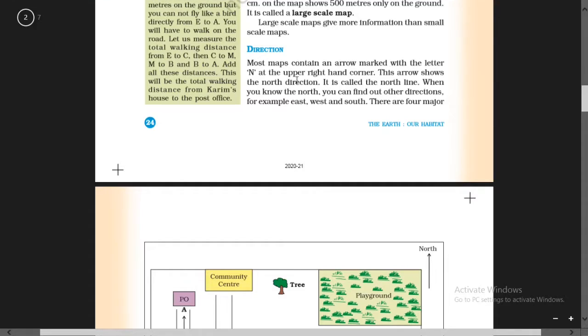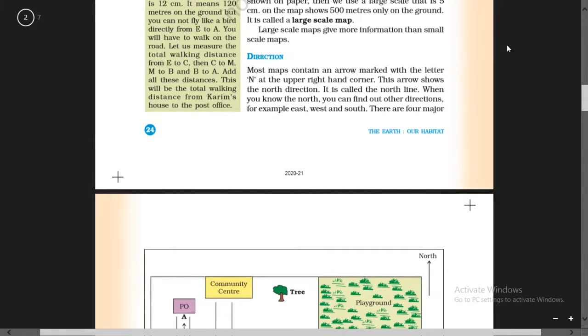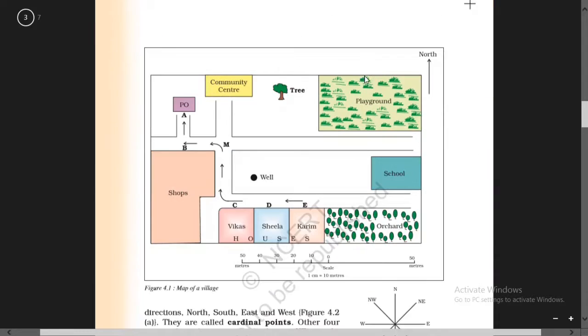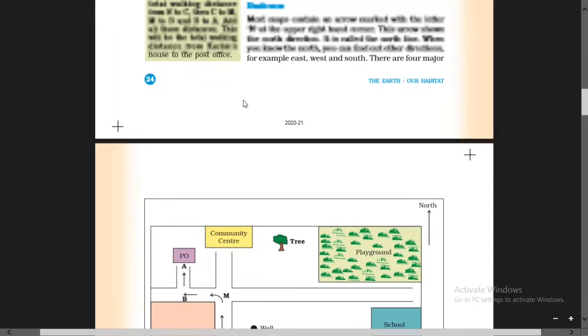Most maps contain an arrow marked with the letter N at the upper right hand corner. Have a look there, in page number 25, at the corner. It points to the north side, boys. So most maps contain an arrow like this, marked with the letter N at the upper right hand corner. This arrow shows the north direction. N stands for north.